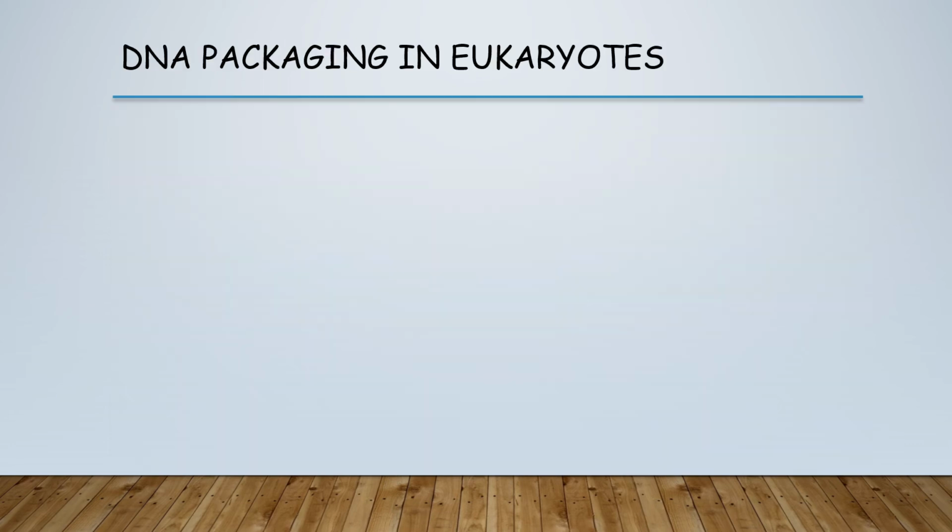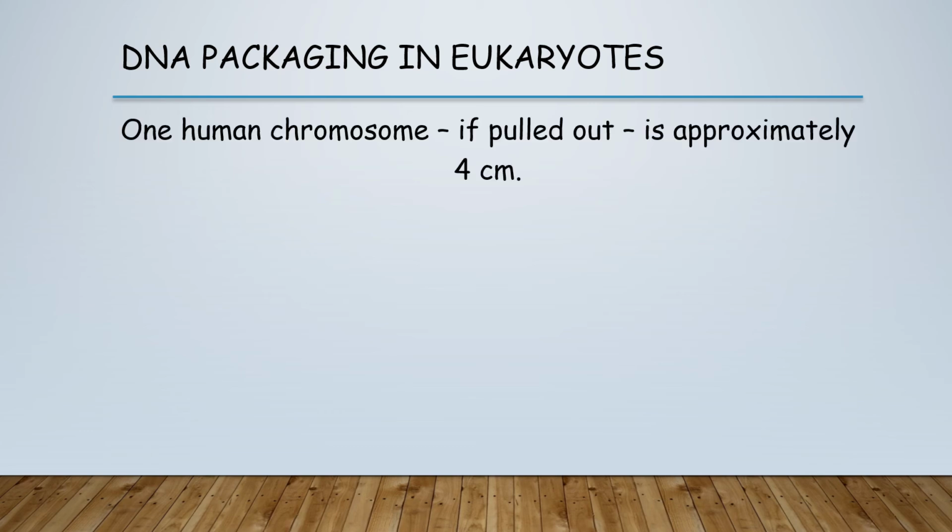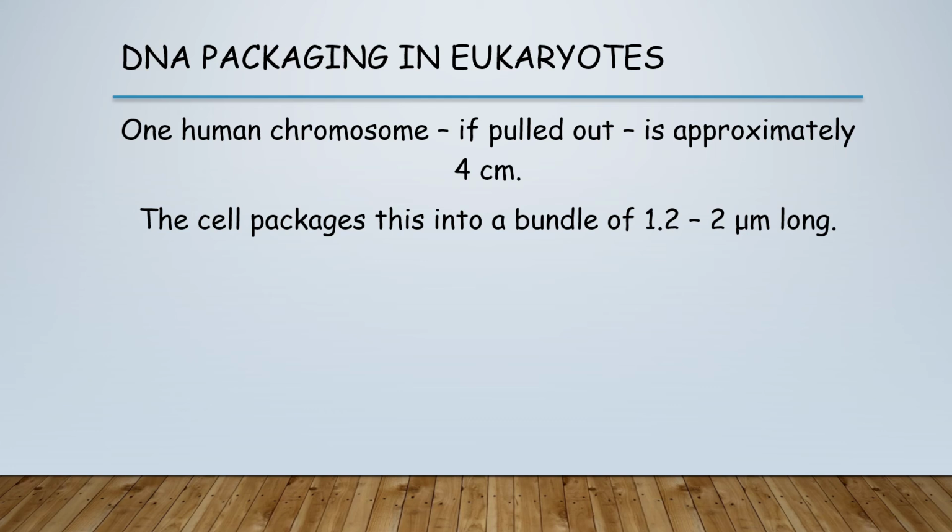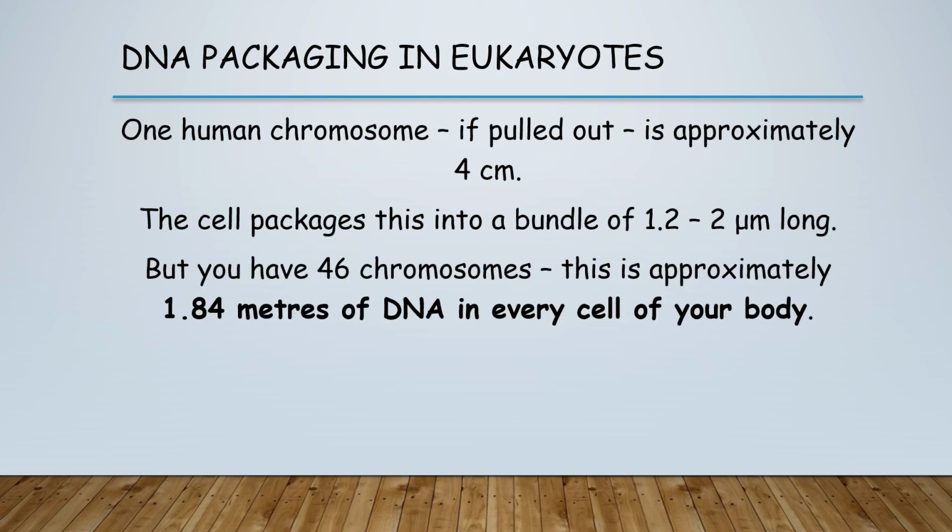So now we're going to look at how it's packaged in eukaryotes. To give you some numbers to get you thinking, one human chromosome, if pulled out, is approximately 4 centimeters. It packages it into a bundle about 1.2 to 2 micrometers long. That's a millionth of a meter. Again, you have 46 chromosomes. This means you have approximately 1.84 meters of DNA in every cell of your body.